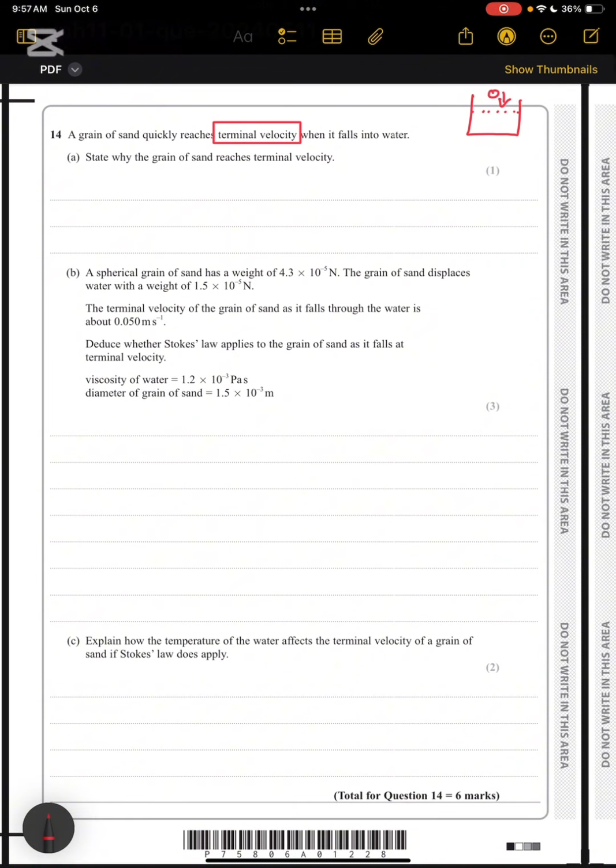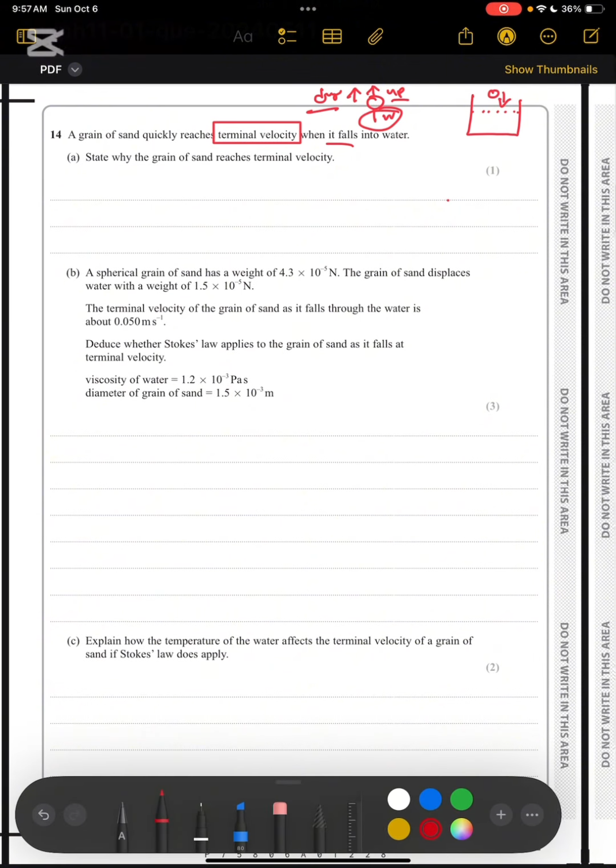So when do its forces get balanced? When a sand grain was falling into the water, it has a weight, it has an upthrust force, and it also has a drag force upward. So we can say when the forces are balanced, the weight is equal to the upthrust plus this drag.